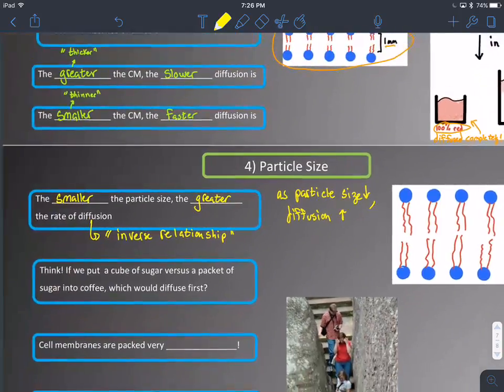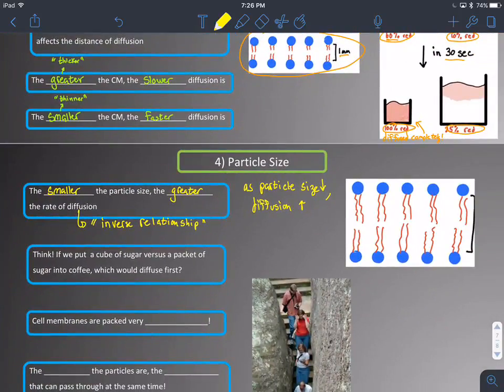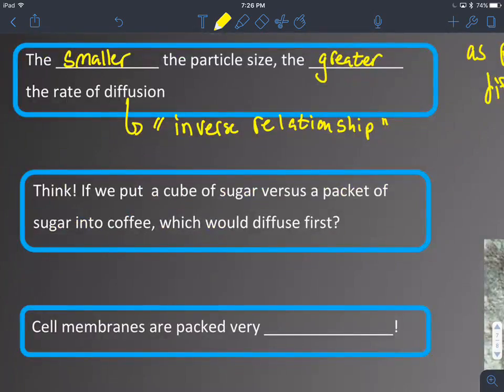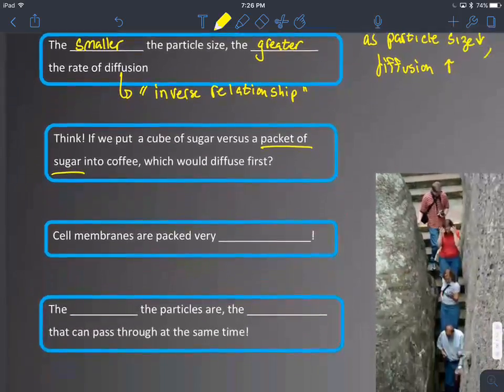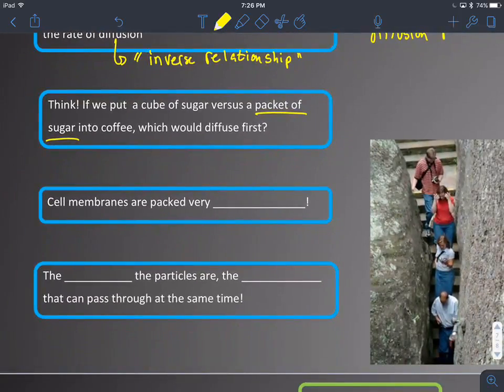Cool. And again, we can think about this in a very literal context in our day-to-day life. If you put a cube of sugar in hot coffee versus a packet of granular sugar, which would diffuse first? Right? It's going to be the packet of granular sugar because the particles are already small and it's much easier for them to diffuse. What we need to remember is that the cell membrane is packed very tightly.